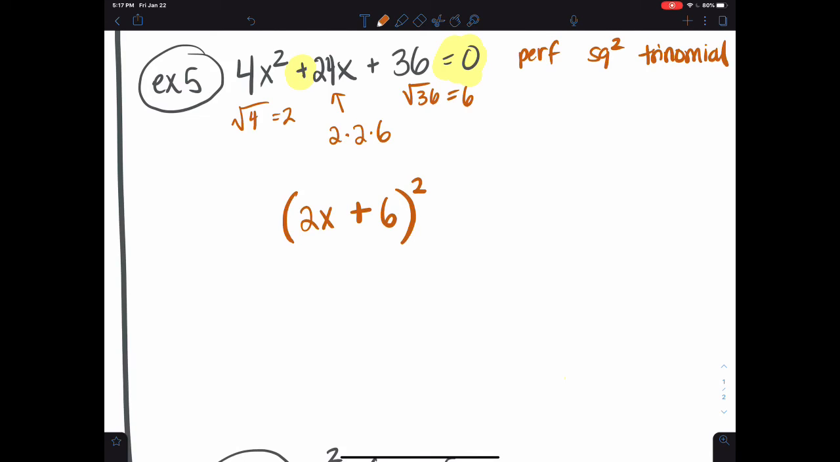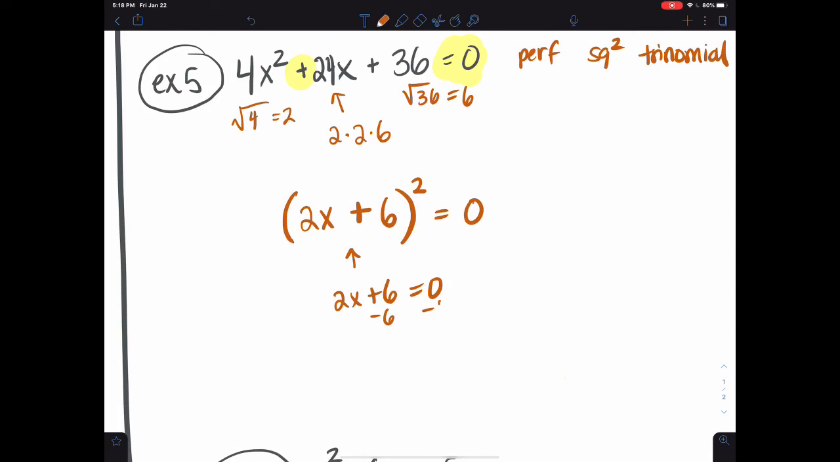Now, because this is a perfect square trinomial, when I set this equal to 0, I'm actually only going to have a single solution. It's just that that solution happens to be repeated. So I'm going to set 2x plus 6 equal to 0. That's really my only factor. It is repeated, but I'm going to get the same solution if I solve it again.